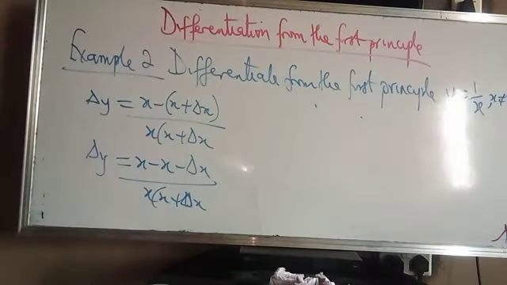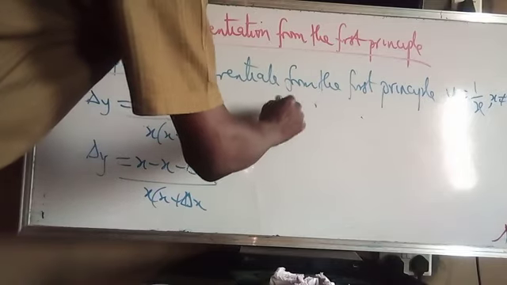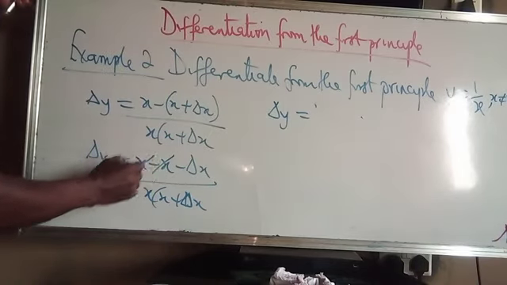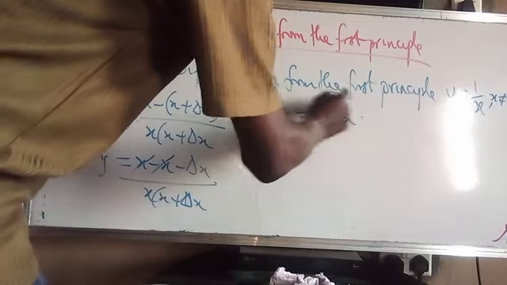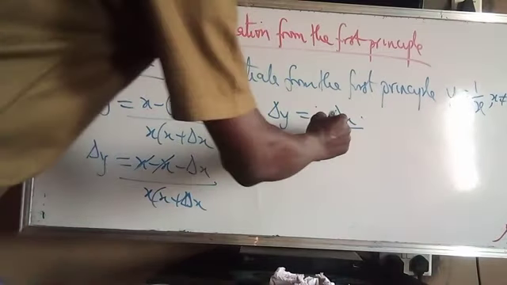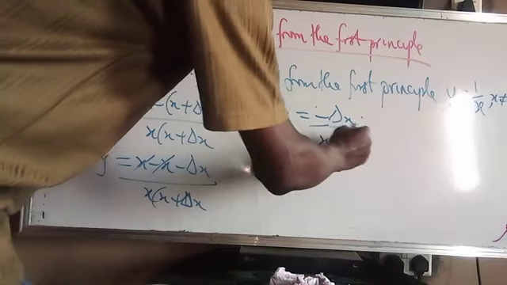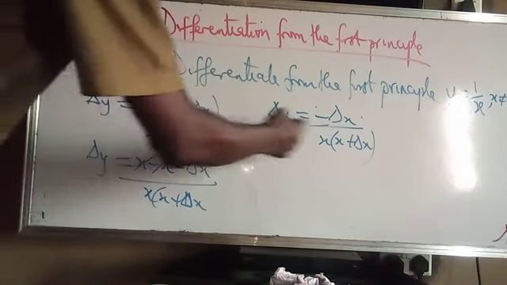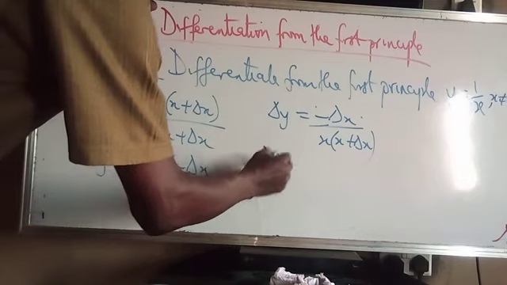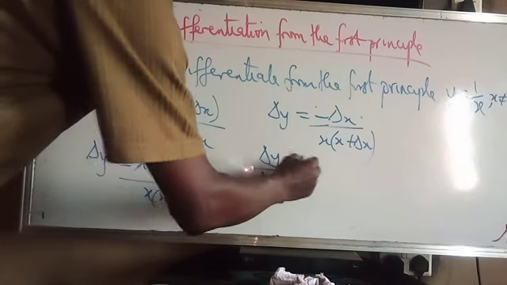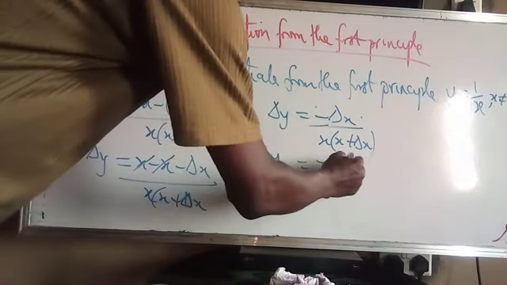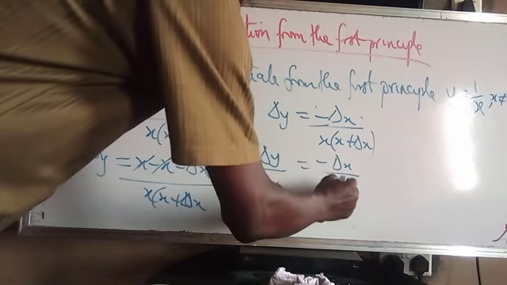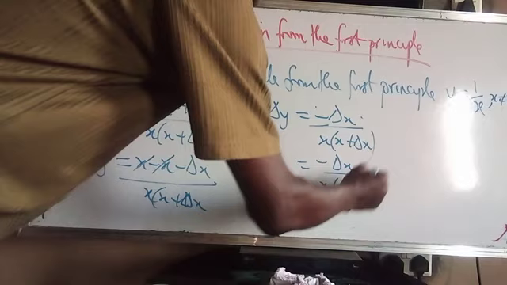Now, with that, we'll be having what? Change in y will be, this will cancel out this. We have minus change in x all over x into x plus change in x. So the next thing now is to divide by change in x. Divide both sides by change in x. You have change in y all over change in x is equal to minus change in x all over x into x plus change in x, divided by change in x.